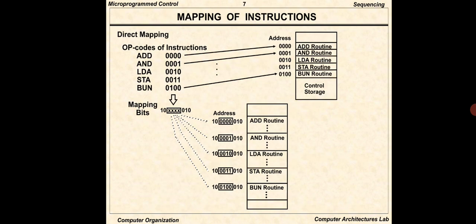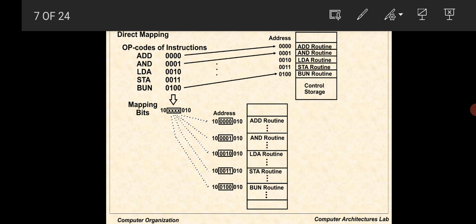And mapping of an instruction: as you know, you will be using only 4 bits for the opcode. Based upon these 4 bits, it goes to that particular address. In the control storage, you will have one more address, which is a subroutine address. It goes to that subroutine address and executes that subroutine program. Once the subroutine program is executed, it returns back to the main program. So this is your mapping.